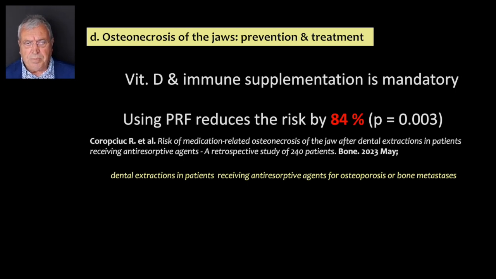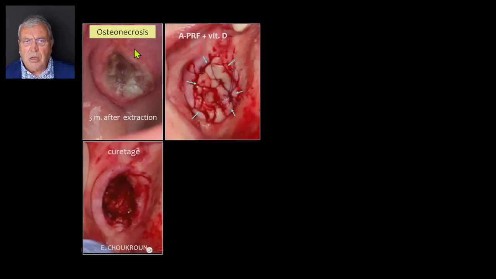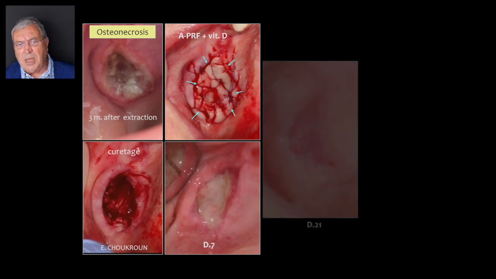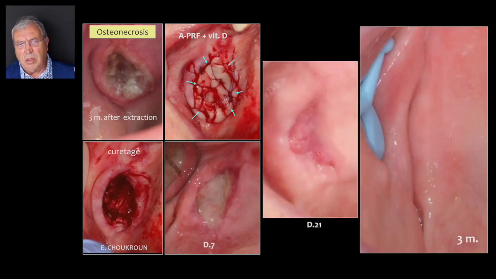This is the way. For example, a case of osteonecrosis starting after extraction, the treatment is very simple. Cleaning and using PRF. But the mistake is to try to close the flap. No. Please, leave it open, because the fibrin will do the job, meaning making a new tissue and giving you a full healing after 3 months.